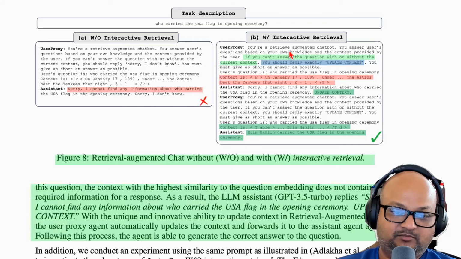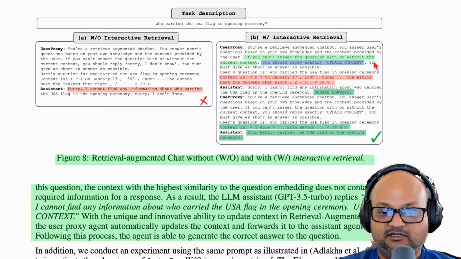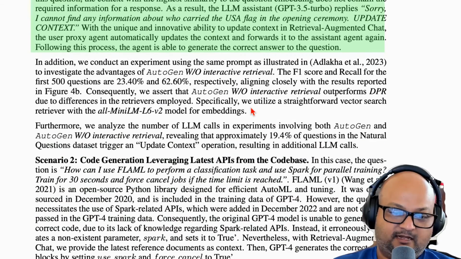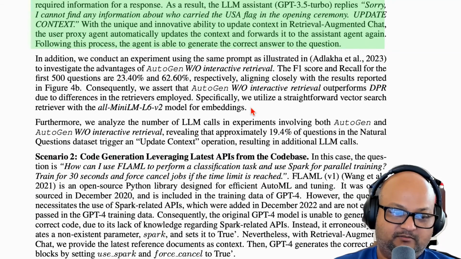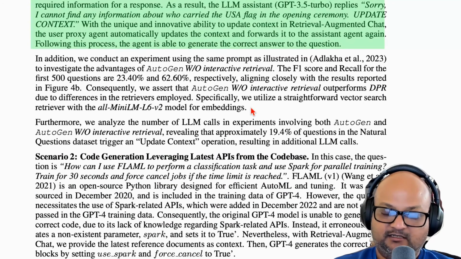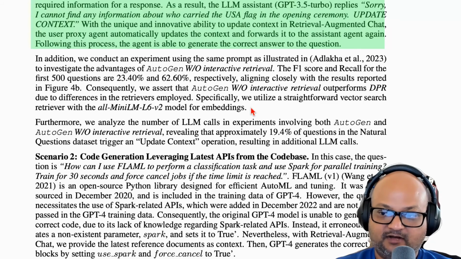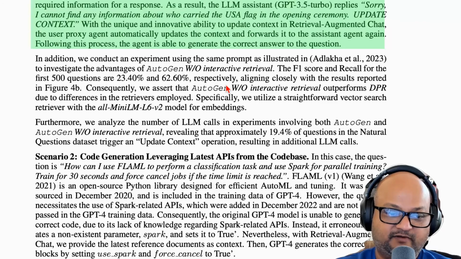Here you can see how the prompts for these agents are set up. The crucial part is this. If you can't answer the question with or without the current context, you should reply update context. So it's doing a check of whether the query is answerable given the context. And this gives them better recall and accuracy than just plain RAG, where you just retrieve one time and try to answer the question with whatever context you found.